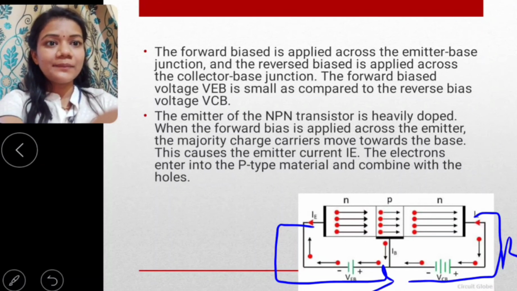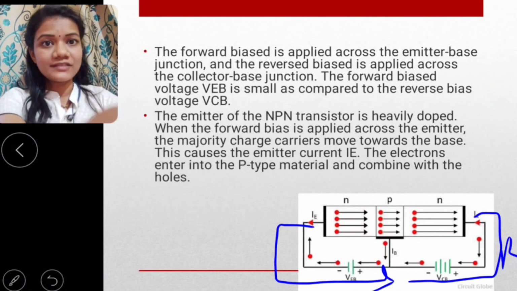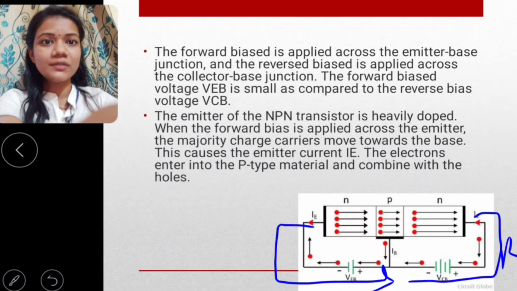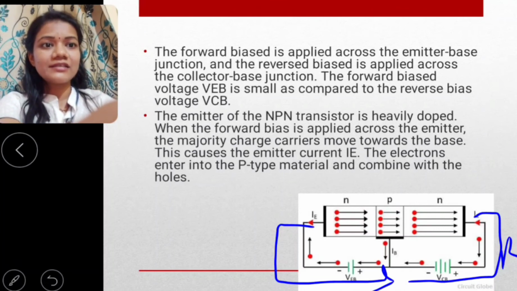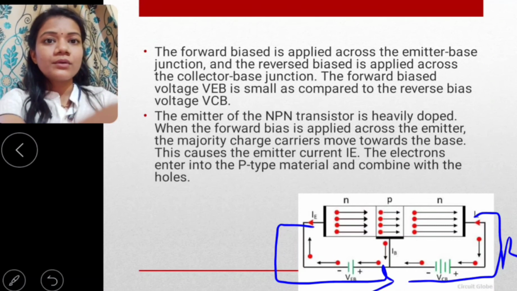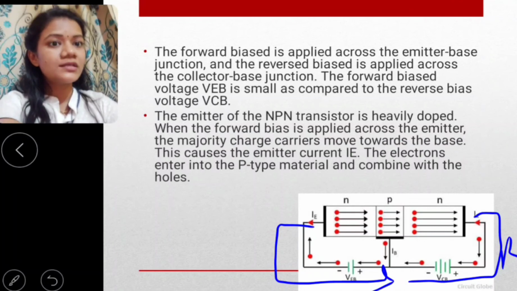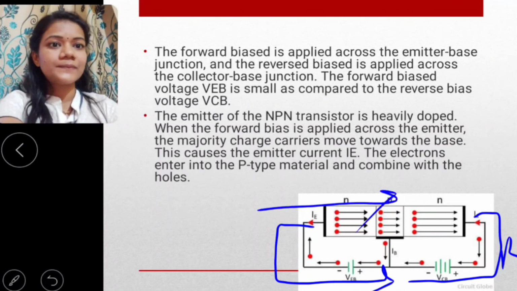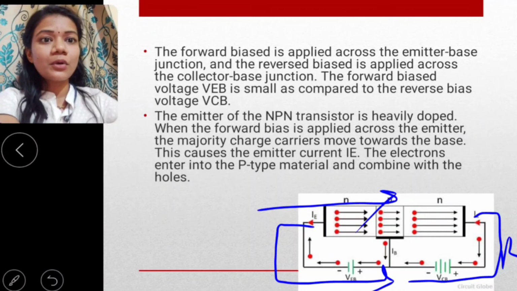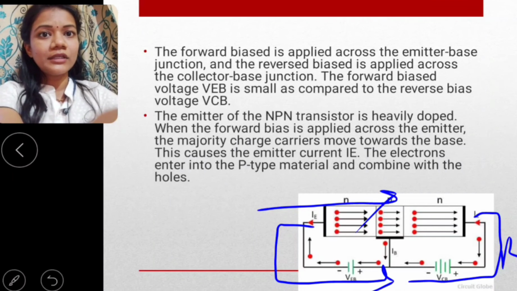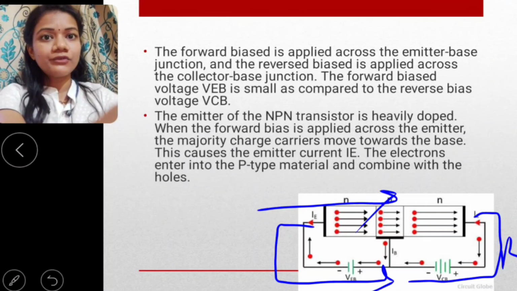The emitter of the NPN transistor is heavily doped. As we see, the emitter is heavily doped. When the forward bias is applied across the emitter, the majority charge carriers move towards the base. Just we have seen that the emitter is highly doped. So when we apply the forward bias voltage, our electrons are moving towards the base, and this causes the emitter current to flow. So because of the movement of electrons, your emitter current will flow.